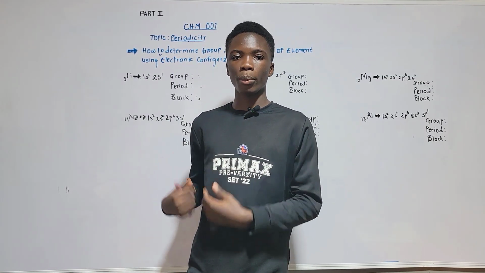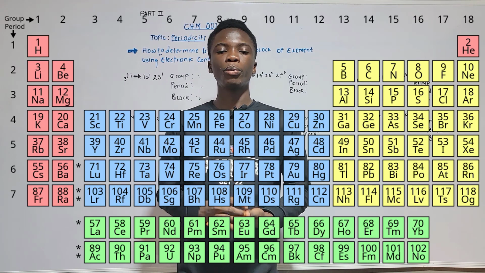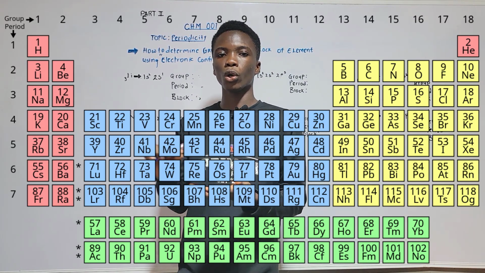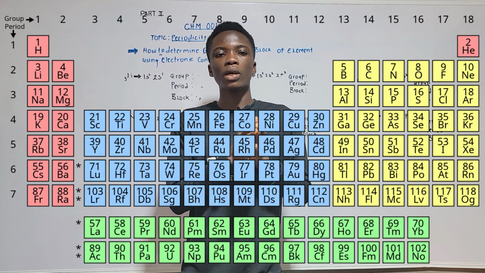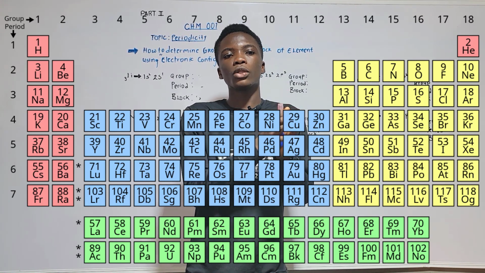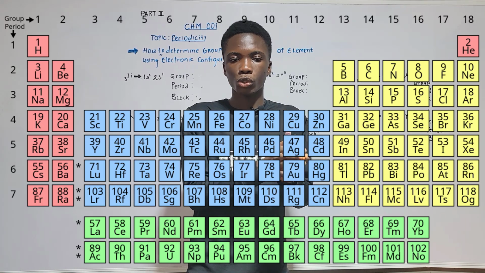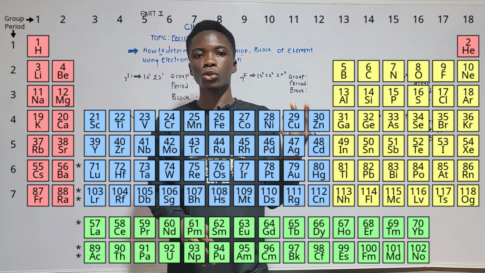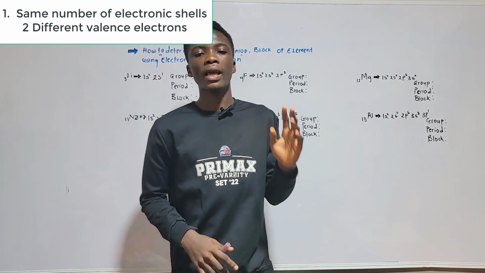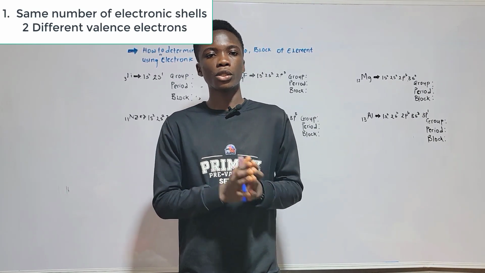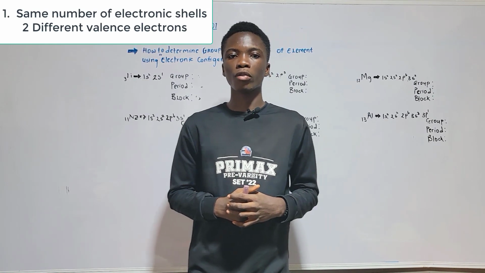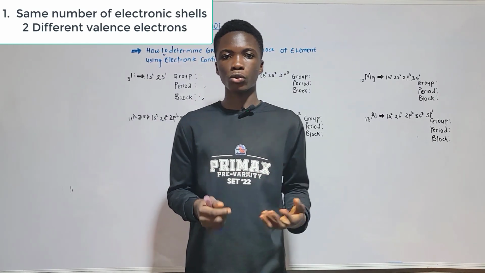And second, we're talking about period. The period represents the horizontal row on the periodic table. So elements in the same horizontal row on the periodic table are said to belong to the same period. You must know that. There are 2 things you should note about elements in the same period. Elements in the same period have the same number of shells, and elements in the same period have different numbers of valence electrons.